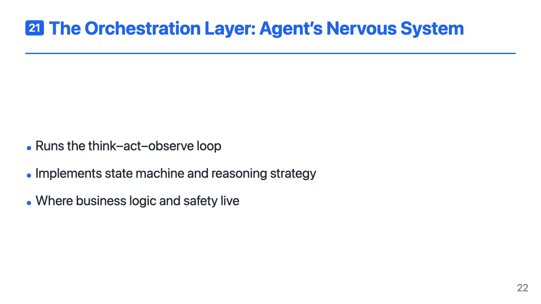It encodes your business logic, safety rules, and reasoning strategies like chain of thought or ReACT. This layer is not just glue code. It's where you shape the agent's behavior, control its autonomy, and make sure it behaves predictably in production.